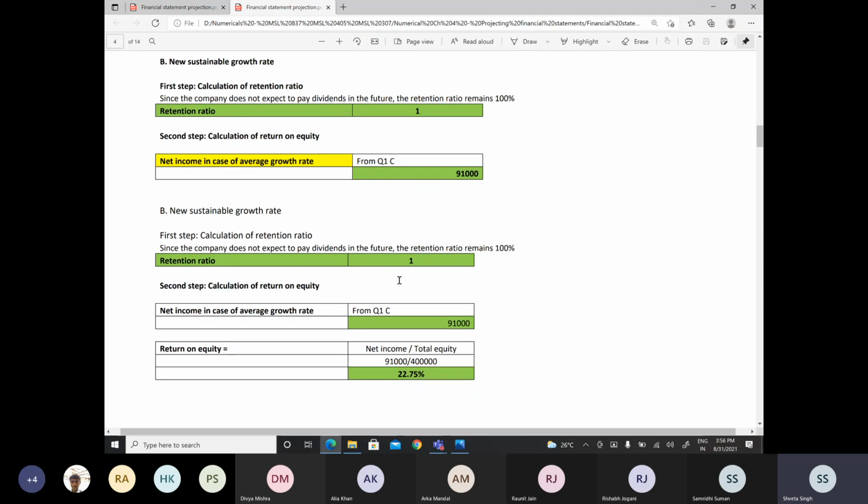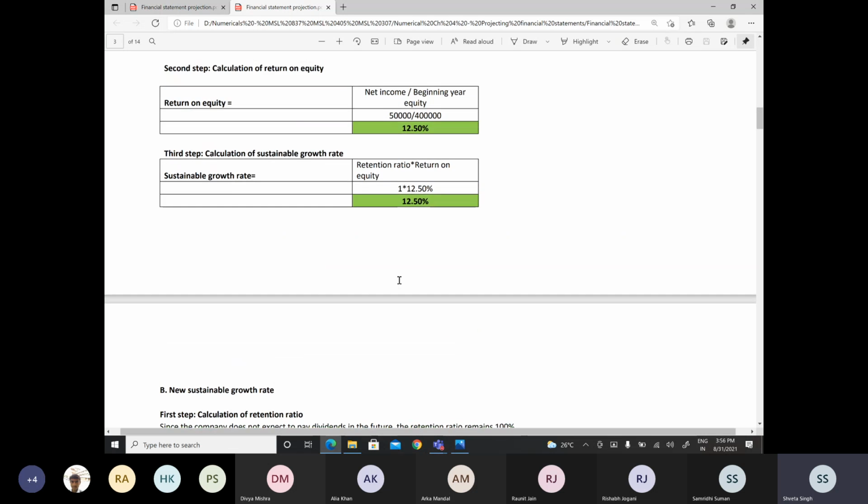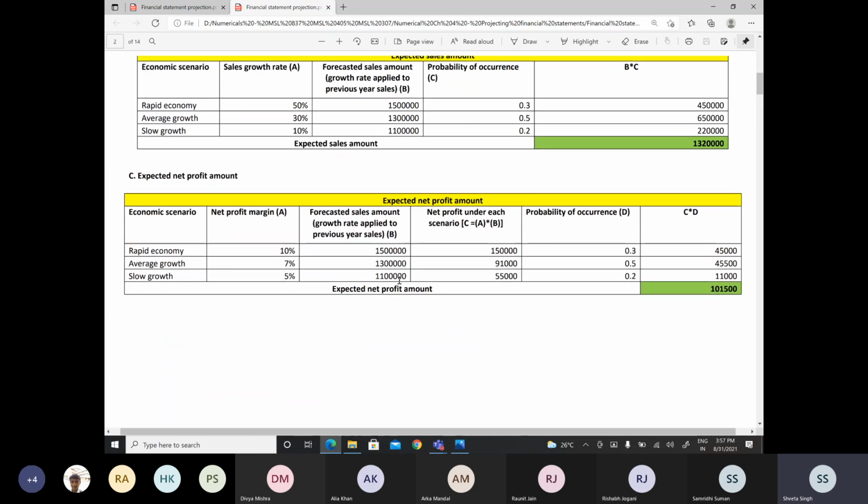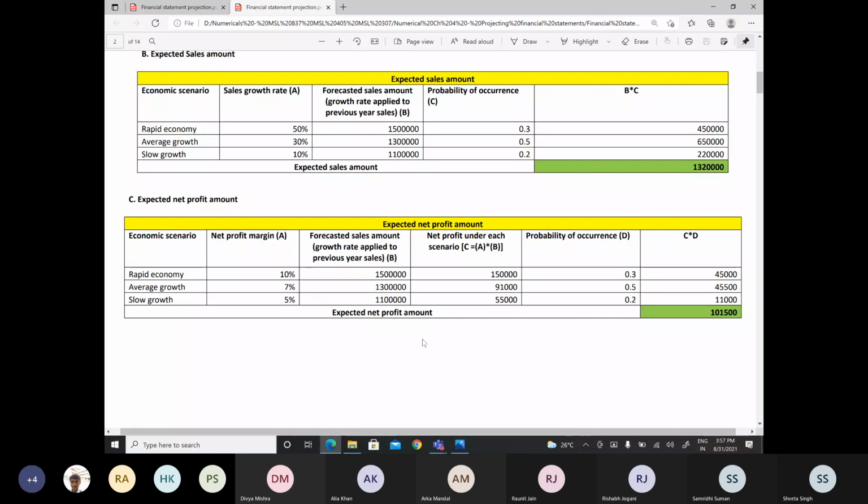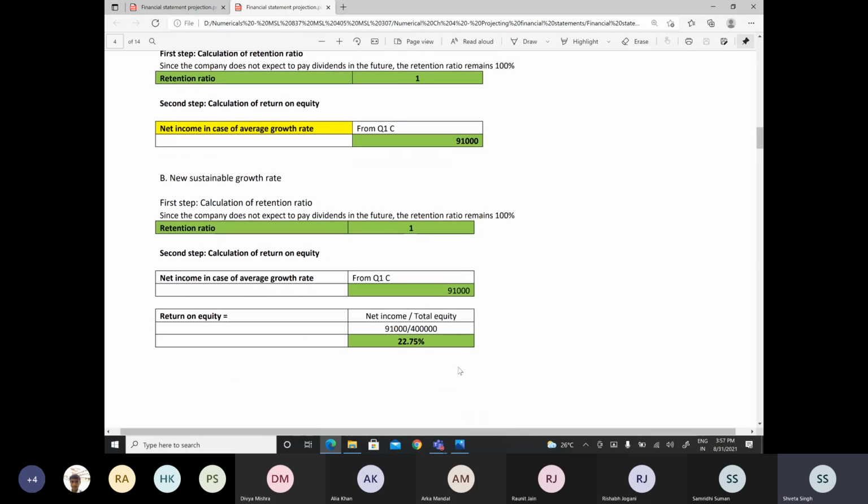First step, again, we calculate the retention ratio, which remains at 100%, so it is 1. The net income in case of average growth rate, we know from the previous example, is $91,000. We have taken the same amount from the previous data. So the new sustainable growth rate will be the retention ratio, which remains at 1, times the return on equity.